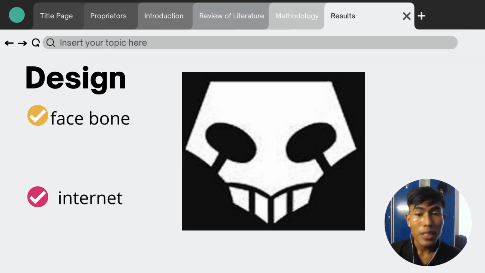Okay, for the lost foam casting design, our design looks like just a face bone, and this design we took from the internet.